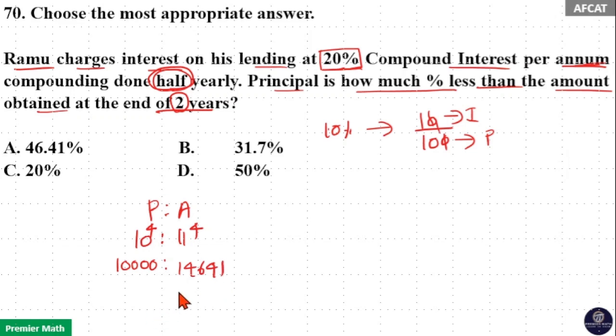Now, principal is how much percentage less than the amount. We need to find that. Here, take the difference between principal and amount, which is equal to 4641. So 4641 out of 14641 into 100.